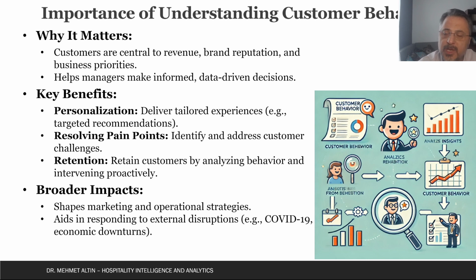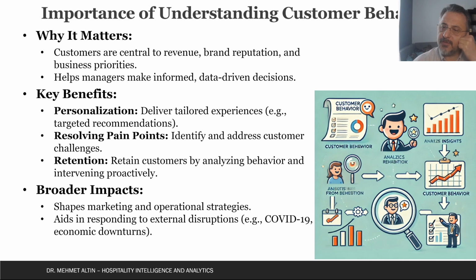Understanding customer behavior is absolutely critical for businesses in any industry, especially in hospitality and tourism. Customers drive revenue, shape brand reputation, and even influence operational priorities. So when we analyze customer behavior, we empower managers to make data-driven decisions that improve experiences and outcomes.